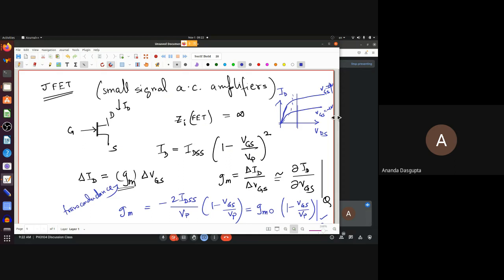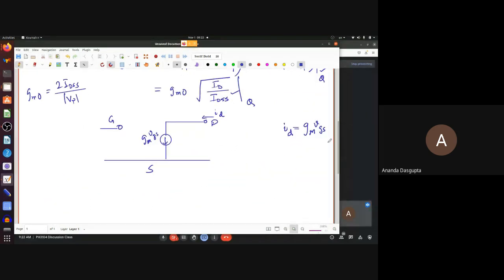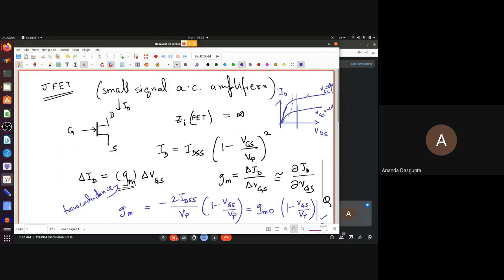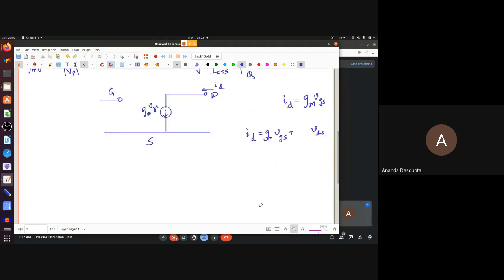So basically, this equation requires a bit of a modification. ID is GM VGS, but it also depends on the drain to source voltage. This small VDS is a change in the drain to source voltage. And this characteristic is showing you that if the VDS changes, so this is your delta VDS, there is a small change in ID. Okay. And once again, when we are doing the linear approximation, what I should put in here is a constant which of course depends on the Quiescent point.